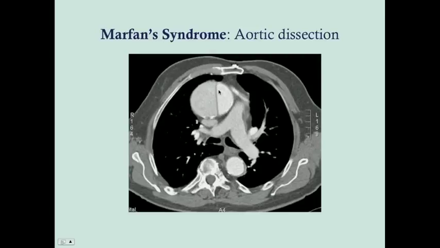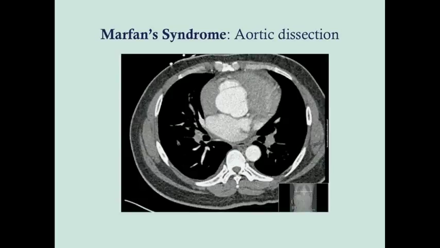This is an aortic dissection, so just note this intimal flap here. And this is a dissecting region here, and this is the true lumen. There's the flap. Sorry, it's right here. Okay.